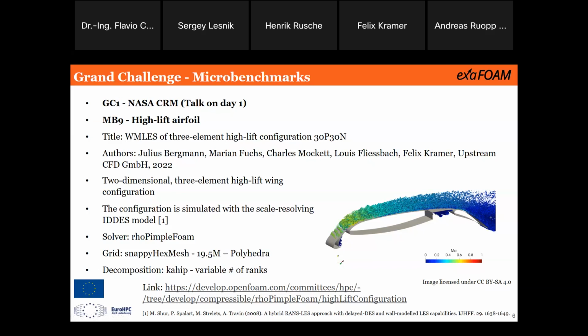It's a compressible flow using hisaFoam. The grid is done using snappyHexMesh. The base grid has 19 million grid points with polyhedral elements. And they have used the CAHIP decomposition method. You can vary the number of decomposition targets that you want.